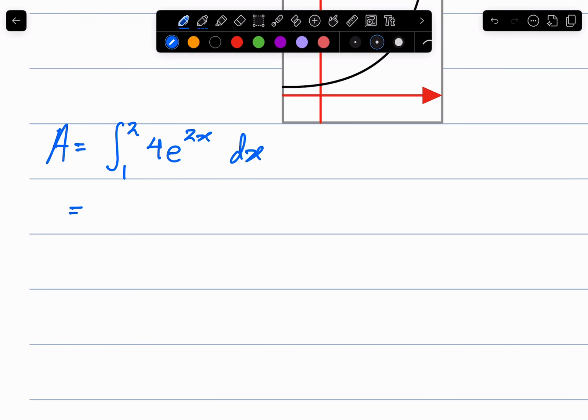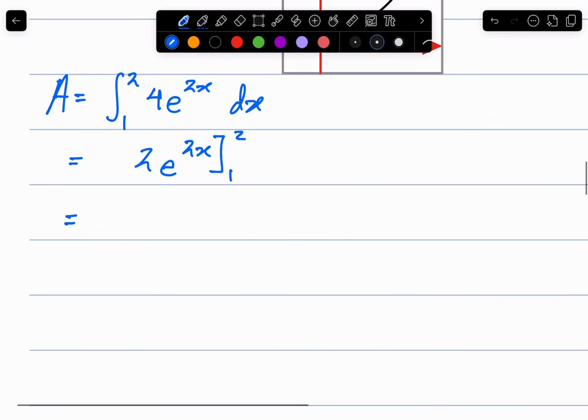Integrating e to the x is itself, dividing by the linear coefficient. So 4 divided by 2 is 2, from 1 till 2. Substituting 2 into this, we get 2e to the power of 4, minus, substituting 1 into this, we get 2e squared.